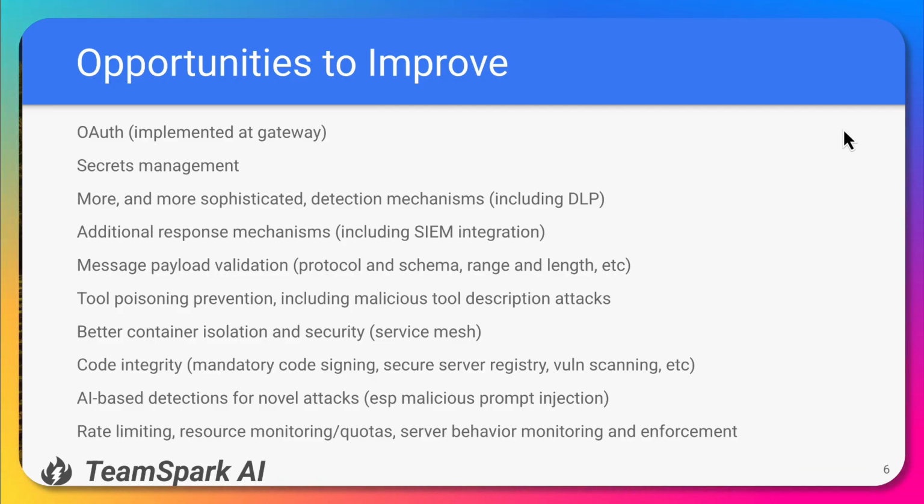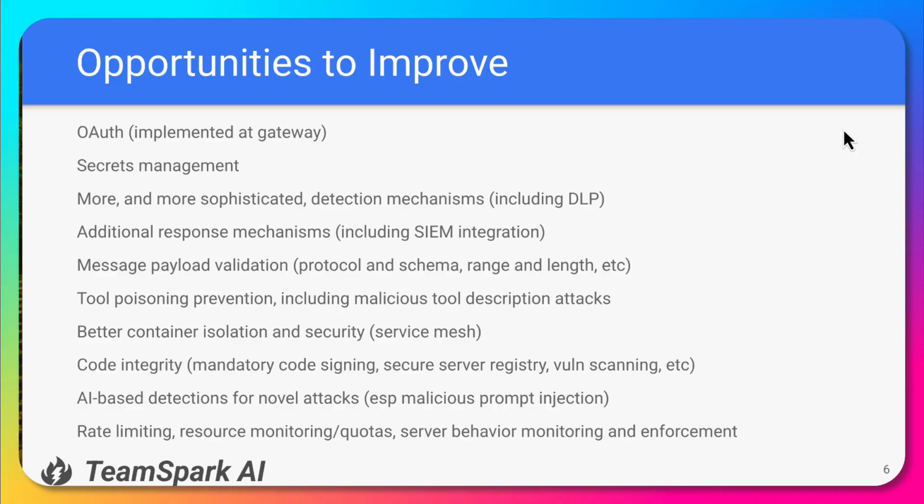It is going to be super important, because it's great if you can detect these attacks, but you need to do something about them also. And so we need to integrate with the systems that handle that now. Message payload validation. This is pretty straightforward. We're just going to look at the protocol and the schema of the MCP server and validate that the payloads going back and forth comply with that, do range and length checks, that sort of thing. Tool poisoning prevention, including malicious tool description attacks. This is something we actually did in the 1.1 release yesterday, and I'll talk about how we did that.